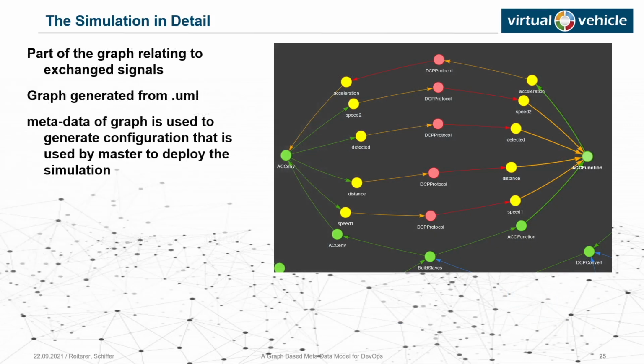The picture on the right shows the part of the graph that is related to the exchanged signals, and note that this graph was dynamically generated from the UML data that serves as the input of the graph service. The metadata of this graph, that is to say how the nodes are connected, is used to generate the configuration that is given to the DCP master, which is used to deploy the simulation.